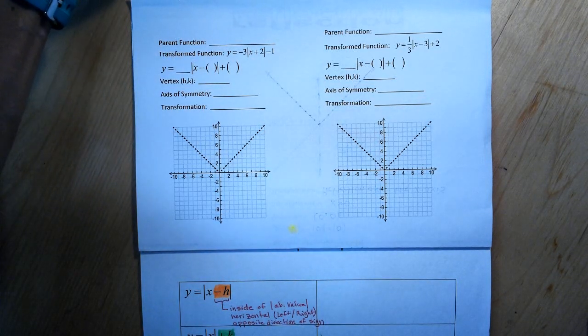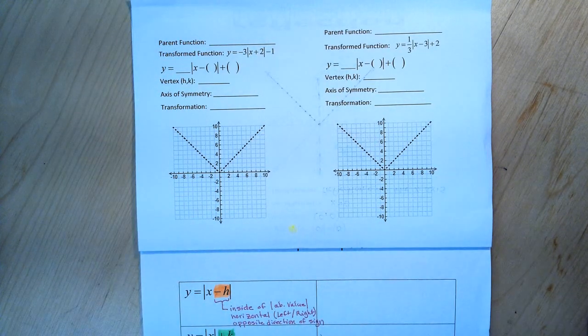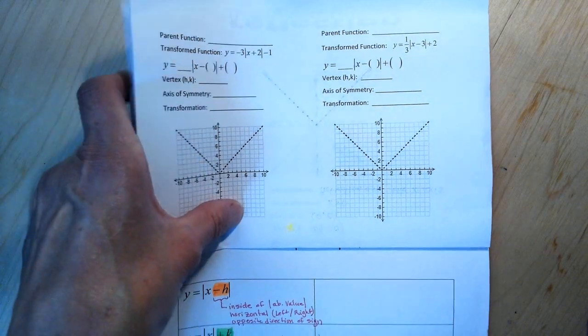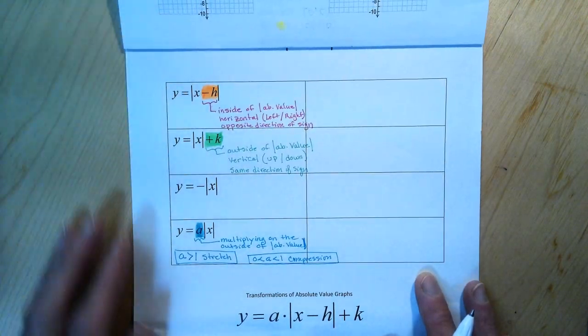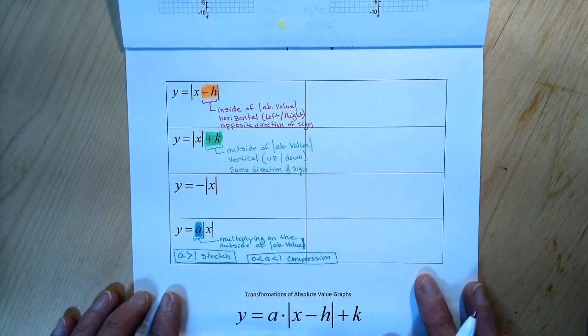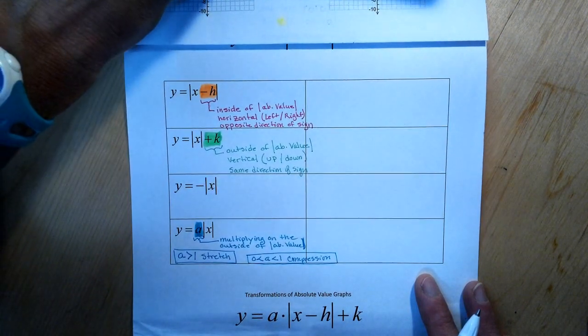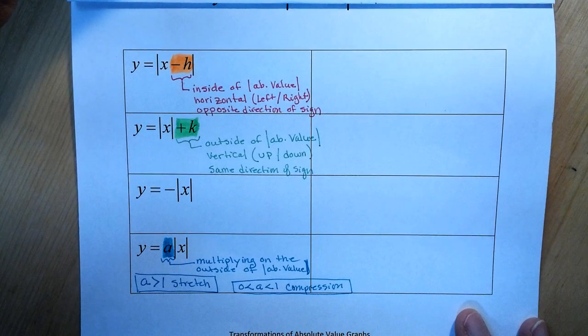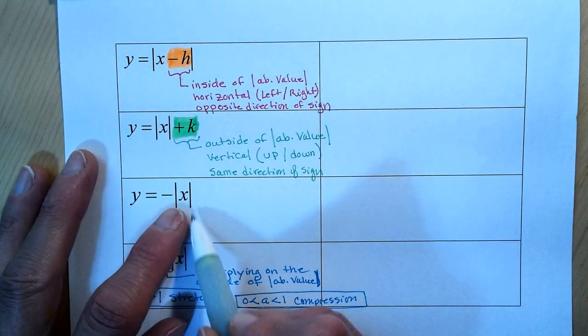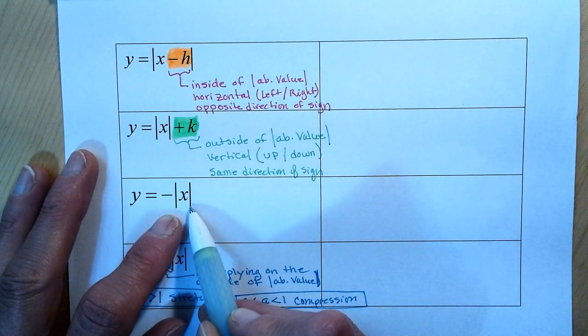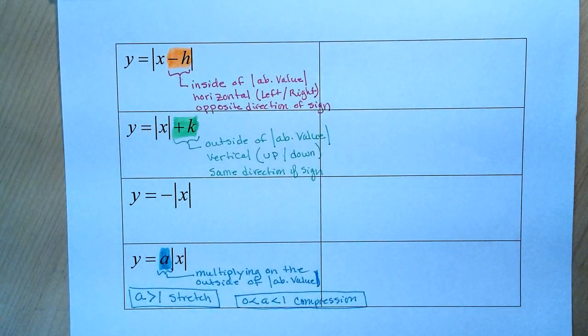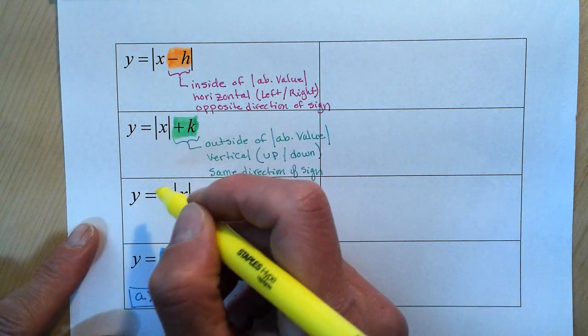This is the video where we get to put everything all together, all the different transformations that can happen on a function. Before we do that, let's go down to our little review chart of what happens when certain things happen to our function. So again, I know this is absolute value because I have the absolute value mark. Notice here in the front, I have this -1.